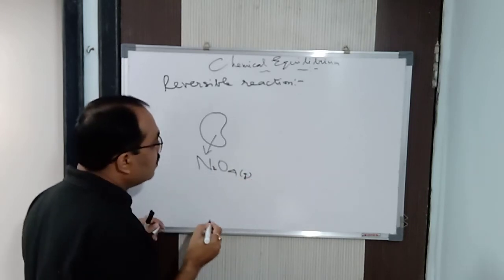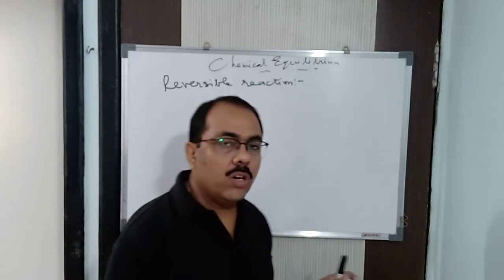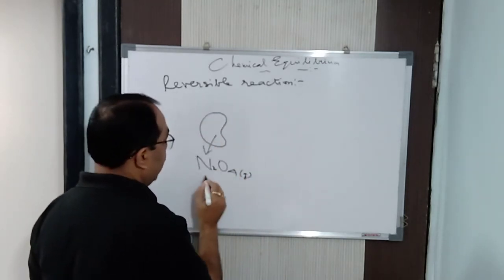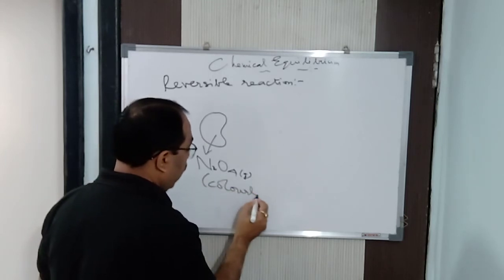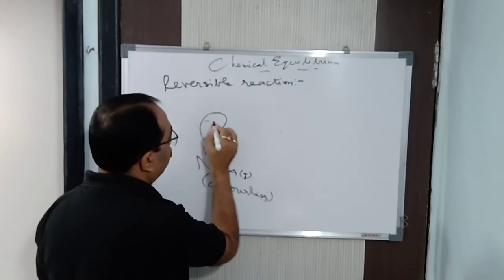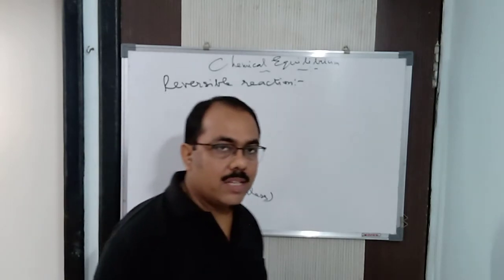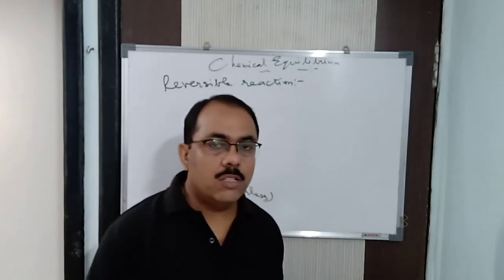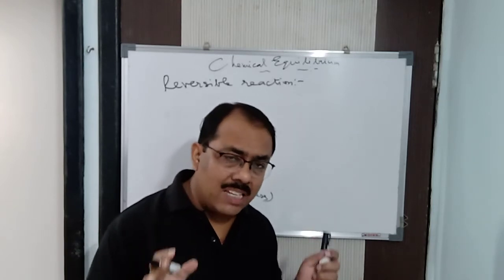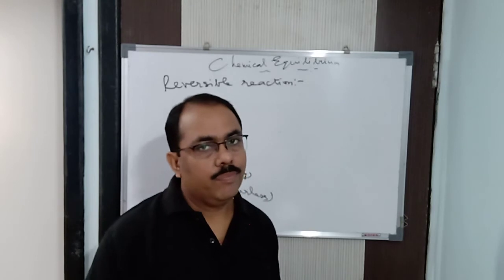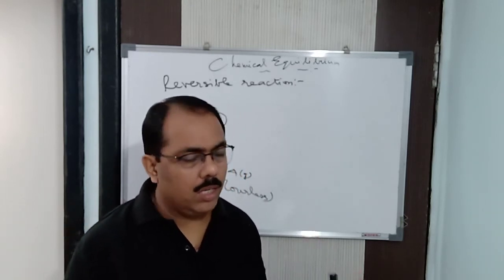Now N2O4 gas is quite stable at 0 degrees centigrade. It is a colorless gas. Here N2O4 gas is there, which is colorless, and it is quite stable at 0 degrees centigrade. So when you put it in ice cold water or in ice, it remains colorless only, mind it.